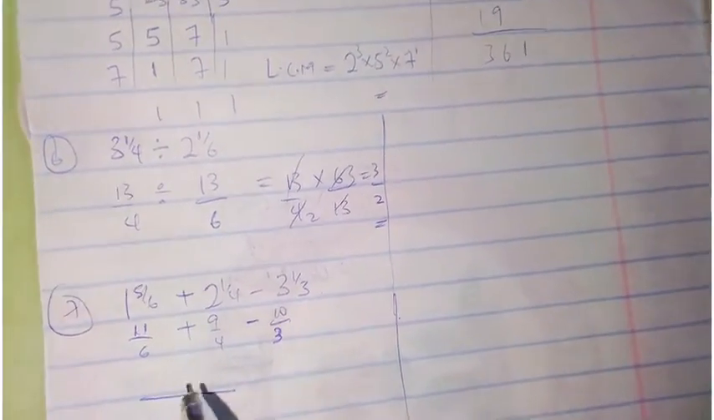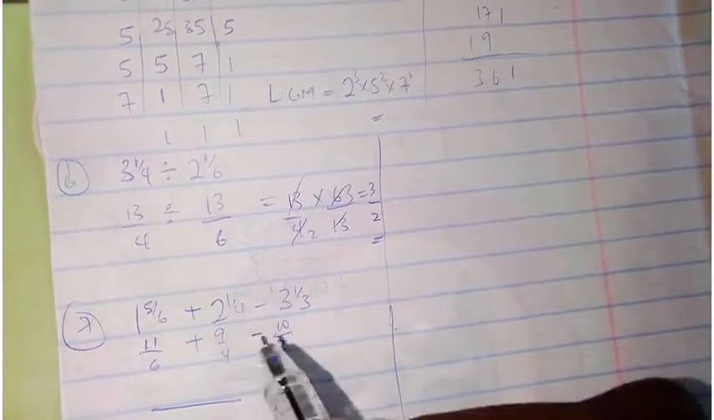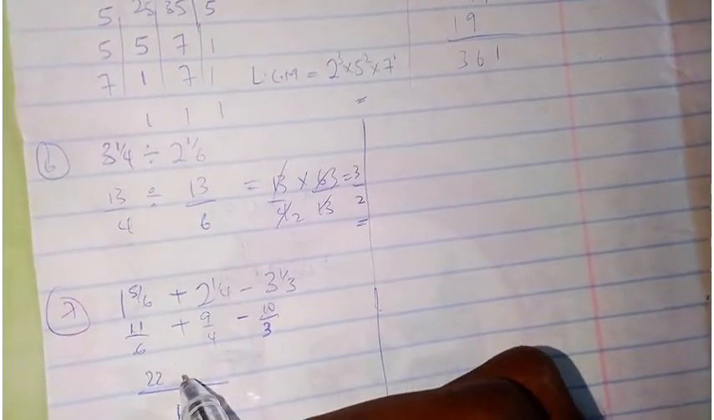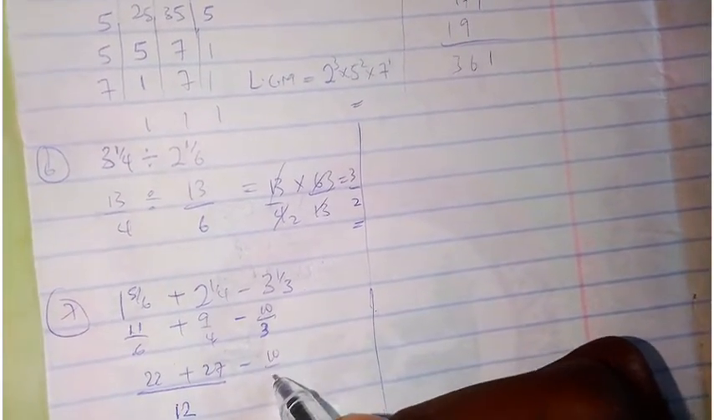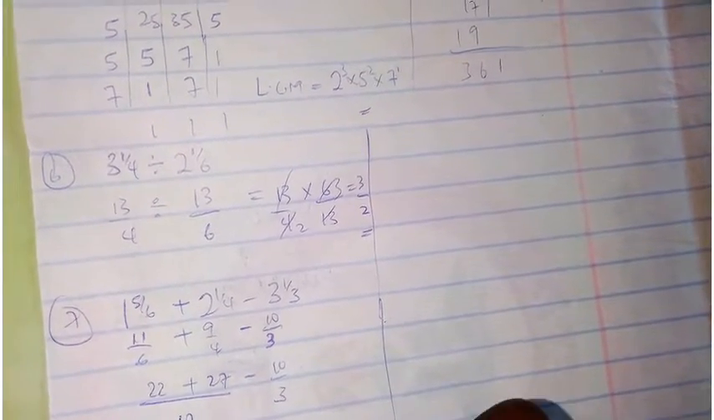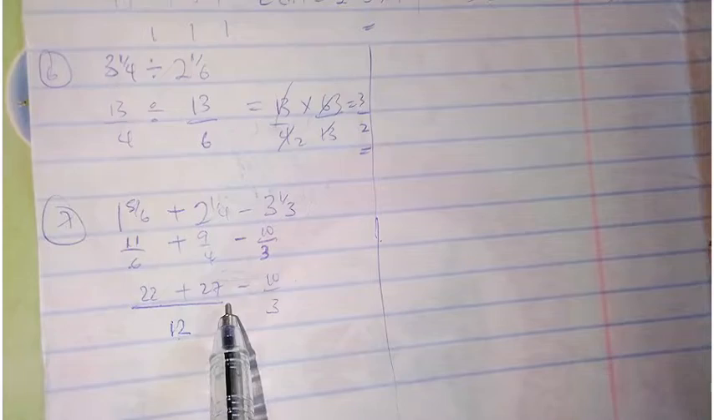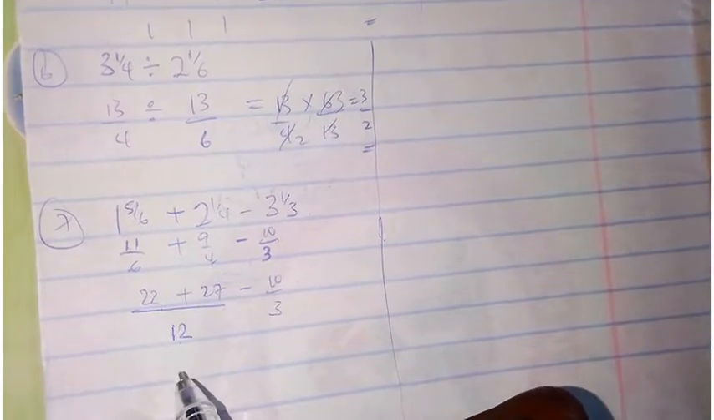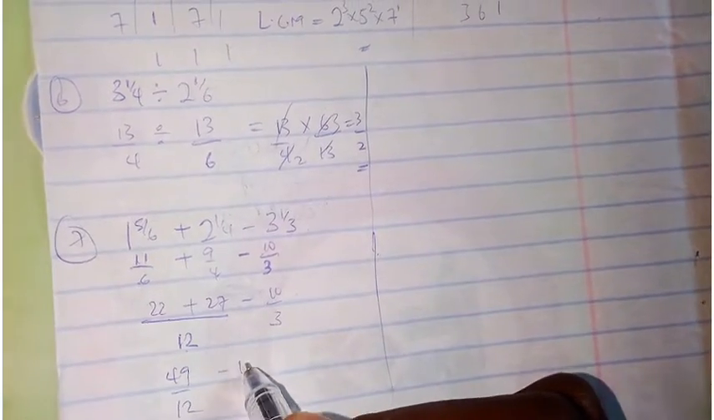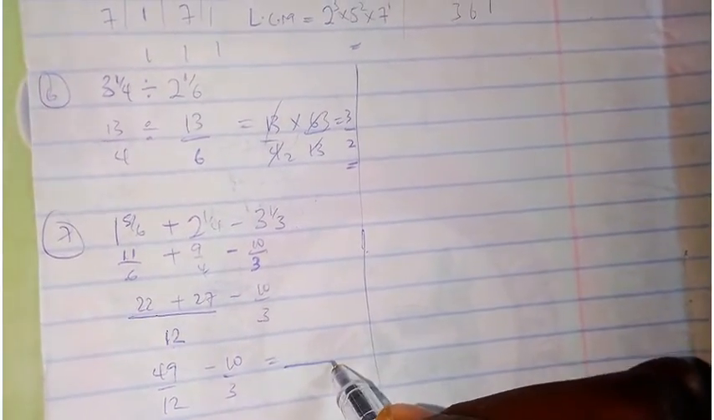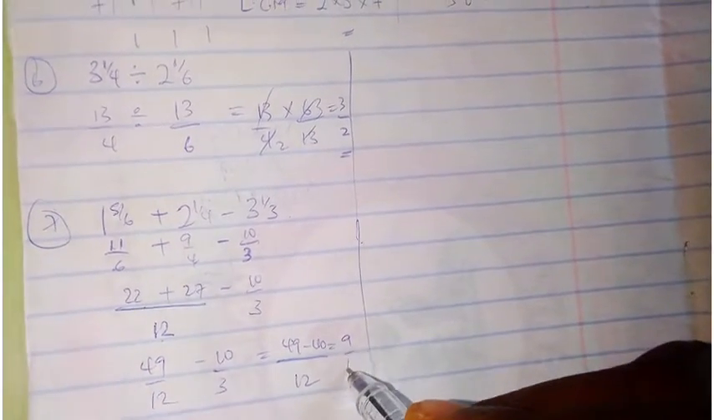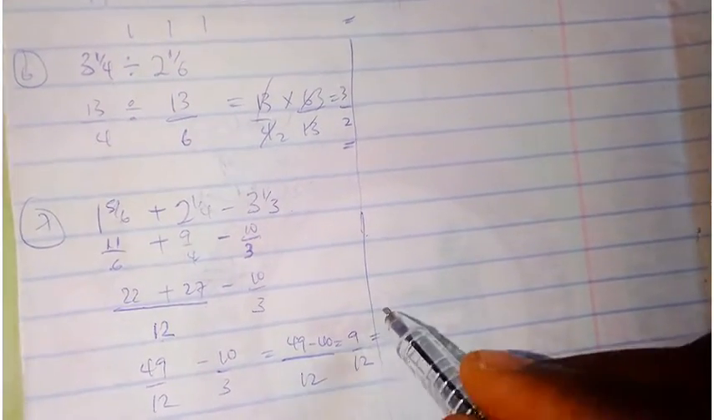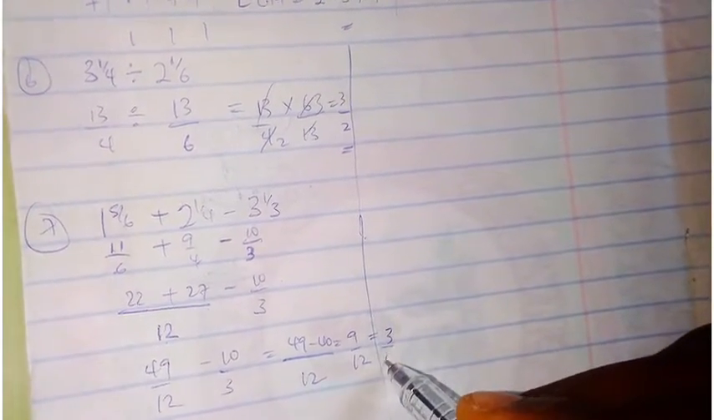Now, on doing these two first, what will I have? The LCM, I can use 12, the lowest common. 12 divided by 6 is 2, 2 times 11 is 22, plus 12 divided by 4 is 3, 3 times 9 is 27, minus 10 over 3. This now becomes 22 plus 27, that's 49 over 12 minus 10 over 3. Finally, 12 as the LCM. That's 49 minus 40, which is 9 over 12. Simplifying, that becomes 3 over 4 as my answer. Okay, that's number 7 question.